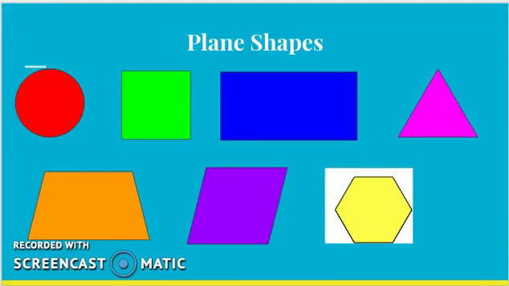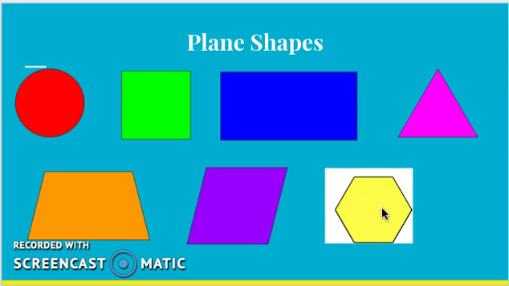In this video today, we are going to be looking at plane shapes and deciding how they are alike and how they are different. We've already learned about the names of the plane shapes, but we are going to review first. This is a circle, a square, a rectangle, a triangle, a trapezoid, a rhombus, and a hexagon. We're going to practice the names of those shapes.